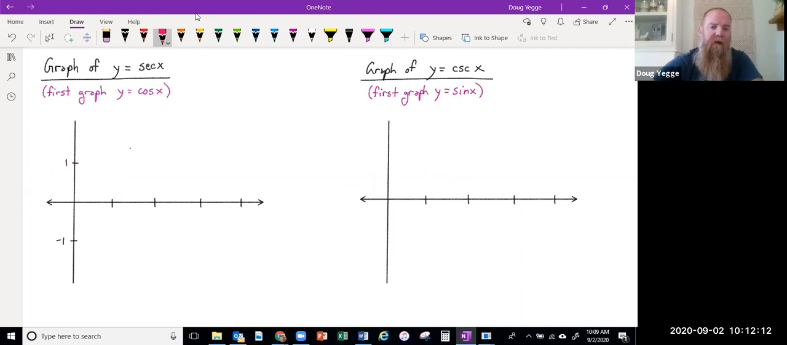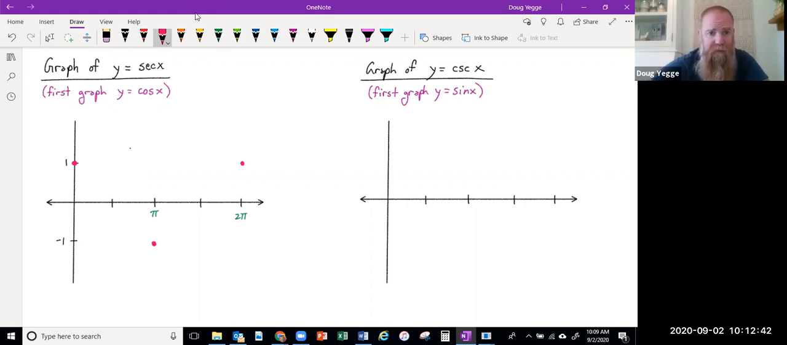So keep in mind cosine of x starts at the y-axis at 1. And by the time it gets out to 2 pi, it's back to where it started. So we're going to plot 2 pi at 1 as well. Now cosine of x reaches a minimum halfway in between. So I know that that minimum at pi is going to be at -1. And we should see that from our unit circle as well.